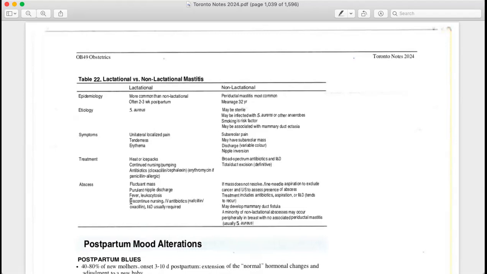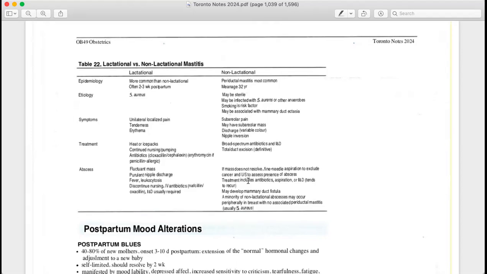Why? Because in the non-lactation one, the milk has already accumulated at one place. That's why he's having a discharge. So in lactation, it's unilateral tenderness and erythema. But in the non-lactational one, it's subareolar pain because the milk is accumulated over there. May have a subareolar mass, discharge, and nipple inversion. So it can be mixed up with carcinoma. Some people think that this is a nipple inversion, so maybe he's having peau d'orange or something like that. So don't mix that up. Broad spectrum antibiotic and incision and drainage, total duct excision.